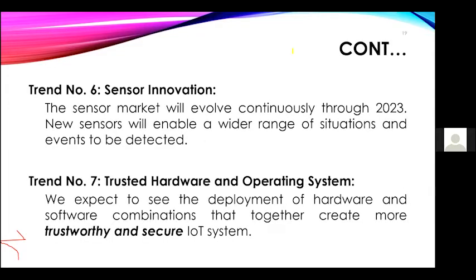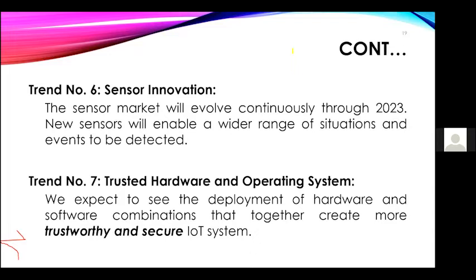Sixth is sensor innovation. Entire things are based on how we can sense. So definitely sensors are very, very important, or rather the foundation of IoT. The sensor market will evolve continuously through 2023. New sensors will enable a wide range of situations and events to be detected. Whatever sensors we currently have, it is expected that in the upcoming future a wide variety of sensors will also be introduced in society.